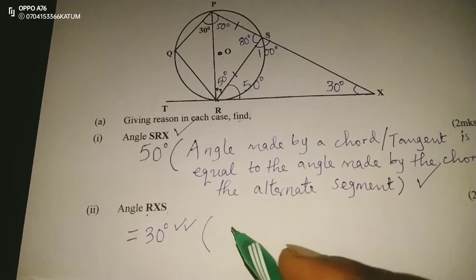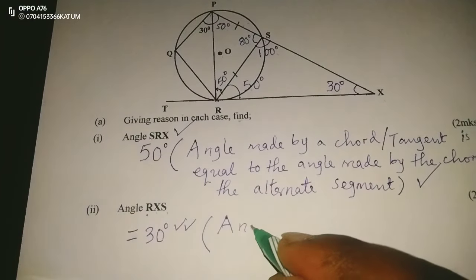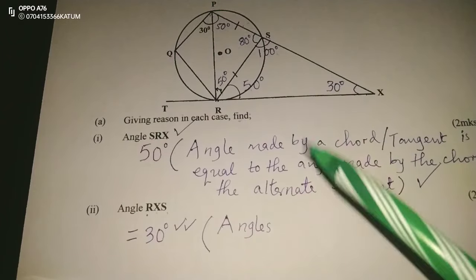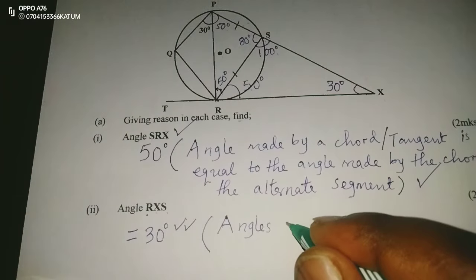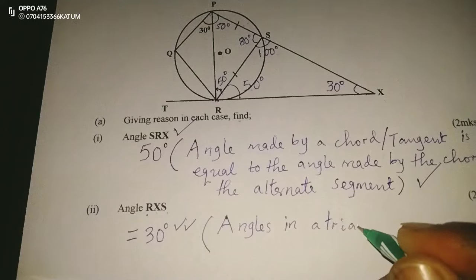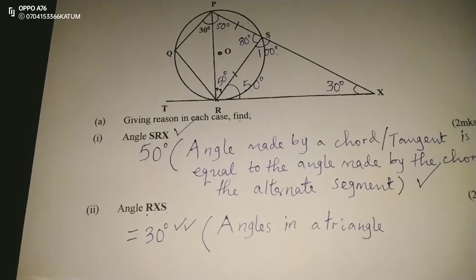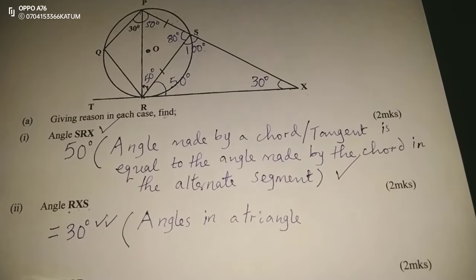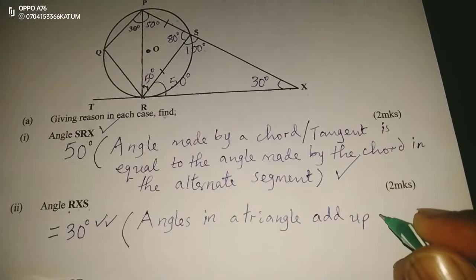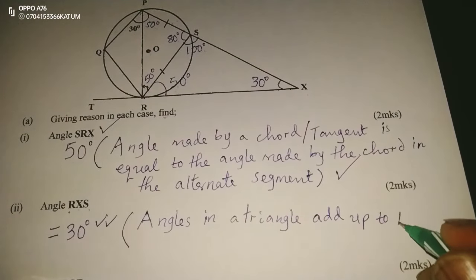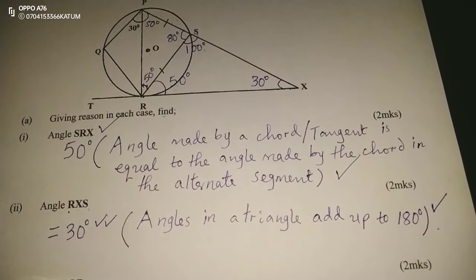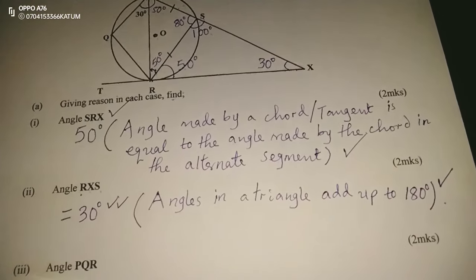Then now for the reason, you can tell me angles in a triangle, because the property we are using is that the summation of the angles in a triangle should give us 180. Angles in a triangle add up to 180 degrees. For a good reason, I'll give the other score.